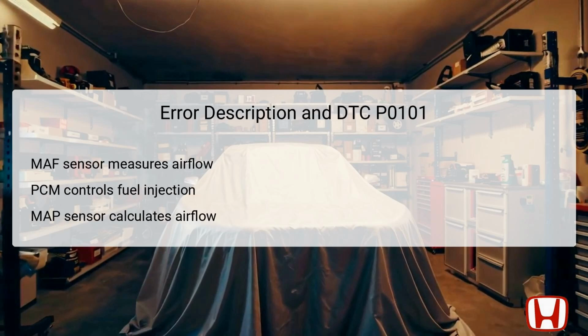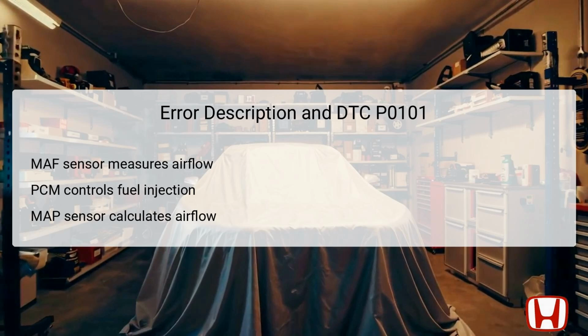The MAF sensor is responsible for measuring the volume and density of the air entering the engine, a vital task for the proper functioning of the engine's air-fuel mixture. Its readings directly influence the operation of the PCM, which controls fuel injection accordingly. The MAP sensor complements this by measuring the pressure within the intake manifold, helping the PCM calculate the airflow based on engine revolutions.